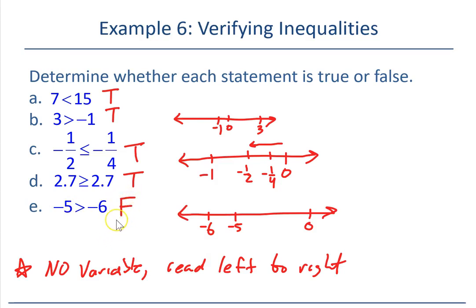Negative 5 is not larger. Okay? Think of it this way. I owe less money if I owe you $5 than I owe you 6. Okay? I owe more. So that's kind of how that works out. Well, let's continue.